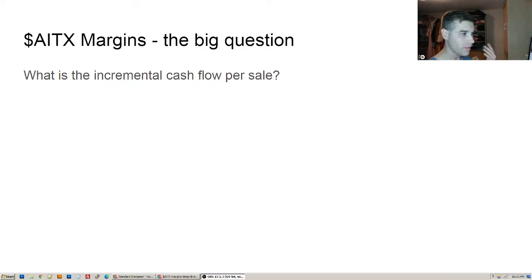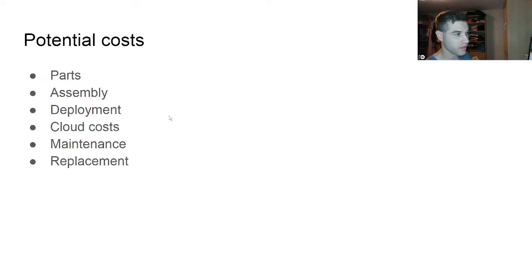So, what is their incremental cash flow per sale? If you just think about it, forget about what their reported numbers are for a moment and try to brainstorm what the potential costs are here. This is what I come up with in terms of things that could be variable costs. Of course, they have some fixed costs. They're going to have their manufacturing facility. I'm for now assuming that their one manufacturing facility is enough for their demand in the near future.